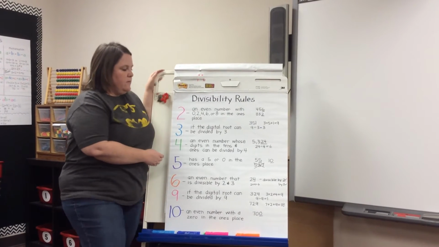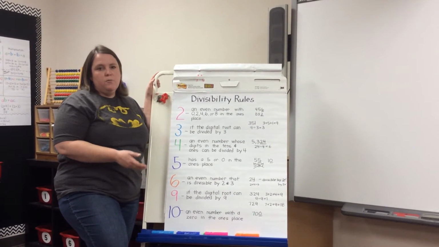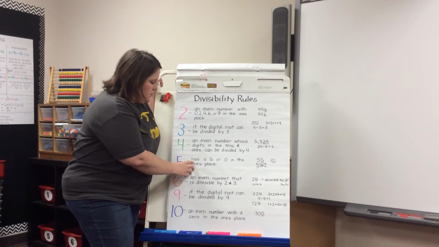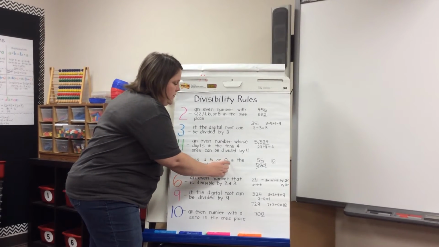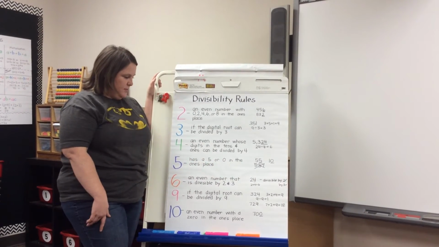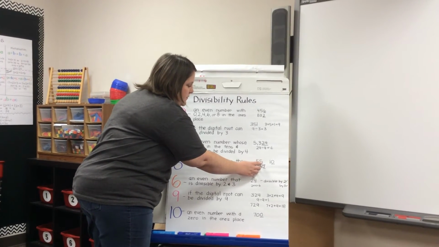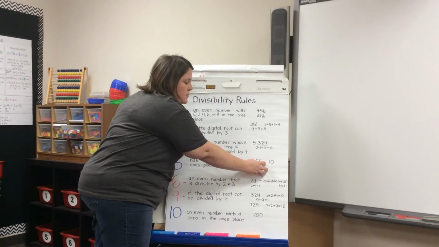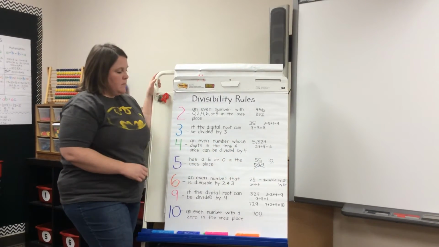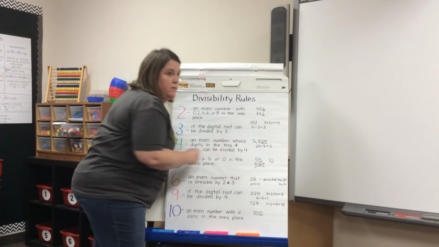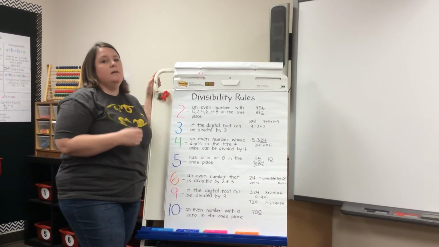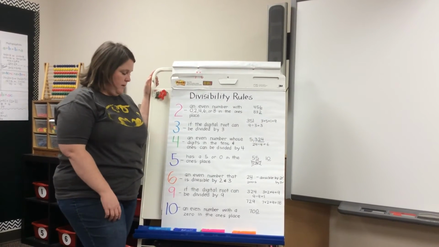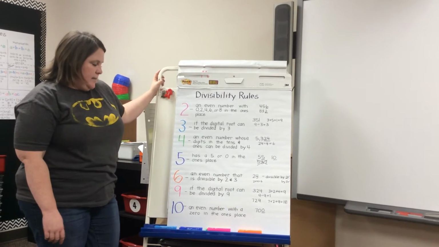The next rule is 5. This is a rule that children are pretty familiar with. They've been doing this since kindergarten, first grade, and so on. So this rule has a 0 or 5, a 5 or 0 in the ones place. So for the example, 55, the 5 in the tens place is negligible. And then the example 10. I gave a non-example here, 537, to just reinforce that the number in any other place does not determine whether it's divisible by 5.